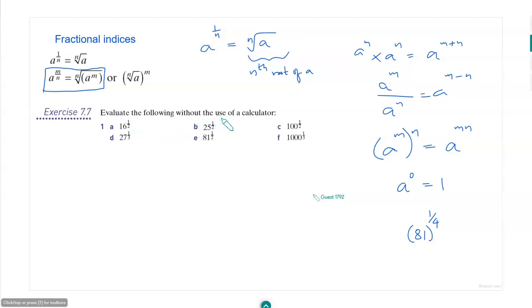Evaluate the following without the use of a calculator. Okay, so let's do the first one. 16 to the power 1 by 2. So this is like a to the power 1 by n, right? Yes. So a to the power 1 by n means the nth root of a from this law, right? So 16 to the power 1 by 2 means, no, it is not the cube root, it is the square root.